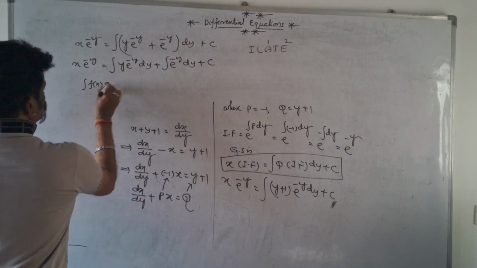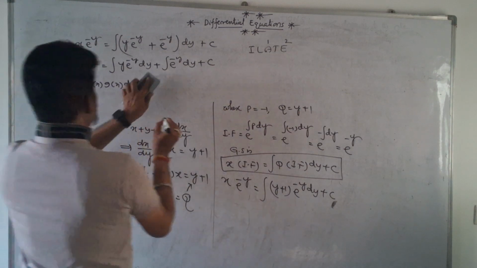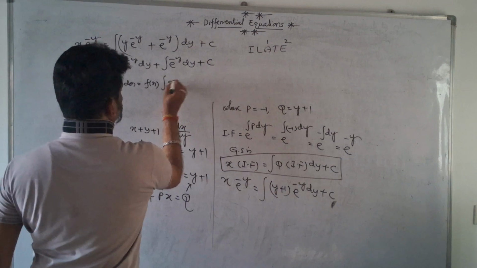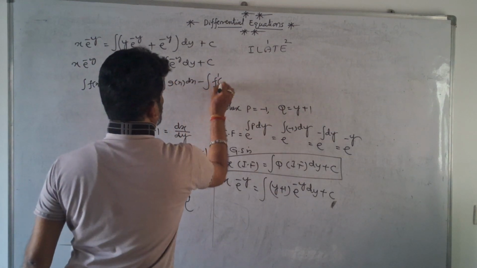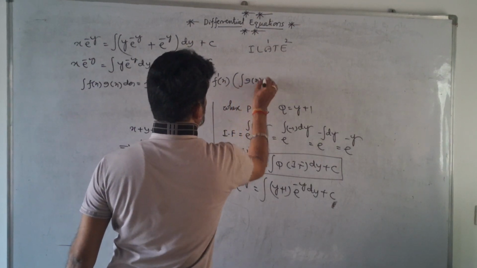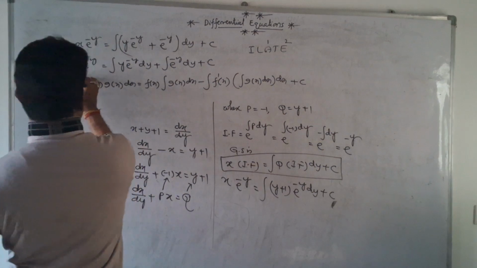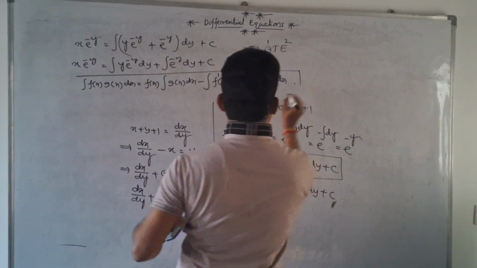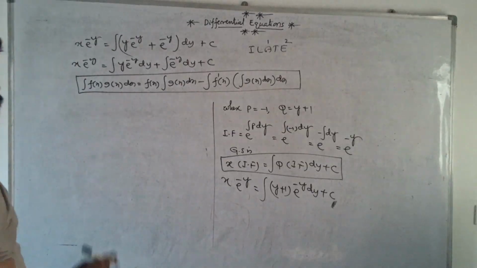Now applying integration by parts: the integral of f(x) g(x) dx is equal to f(x) times the integral of g(x) dx, minus the integral of f'(x) times the integral of g(x) dx. This is integration by parts.